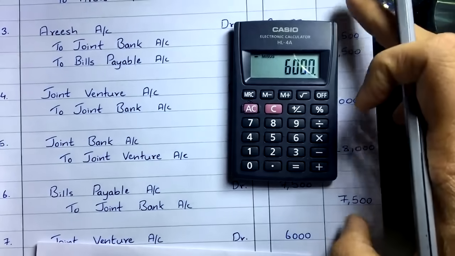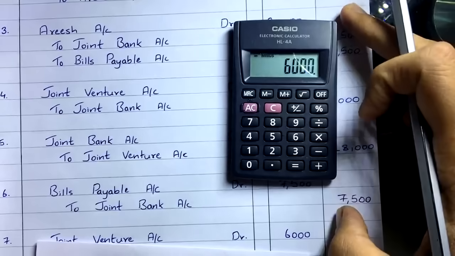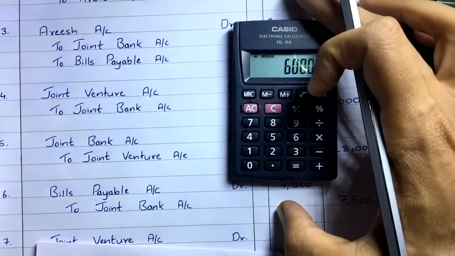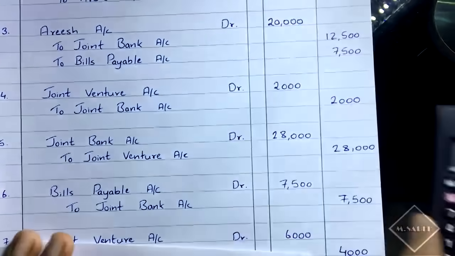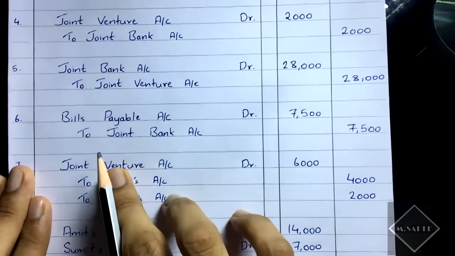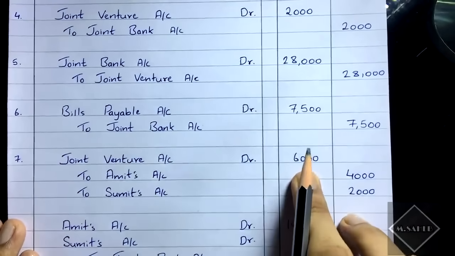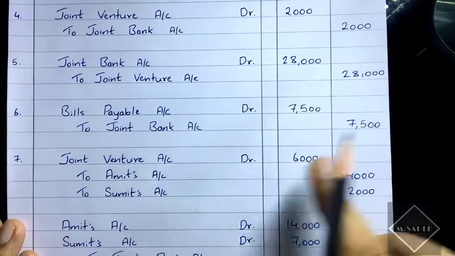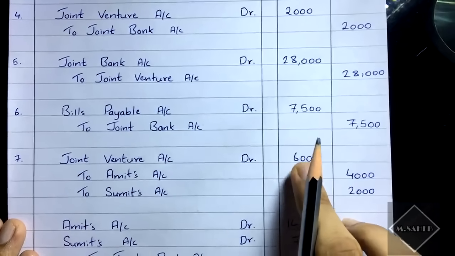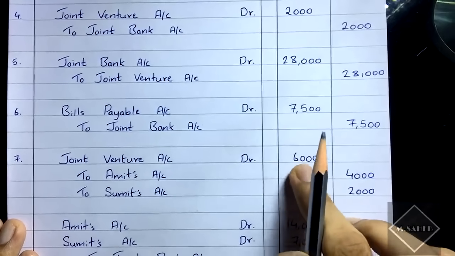Because credit side is more by 6,000. Credit side is 28,000 and debit side is 22,000, so there's a difference of 6,000. That 6,000 is the profit, and it will come on the debit side since the debit side is shorter. Joint venture account debit 6,000, because debit side is shorter, right? We have to balance it. So 6,000 will come on the debit side, and then to whom will this 6,000 go?